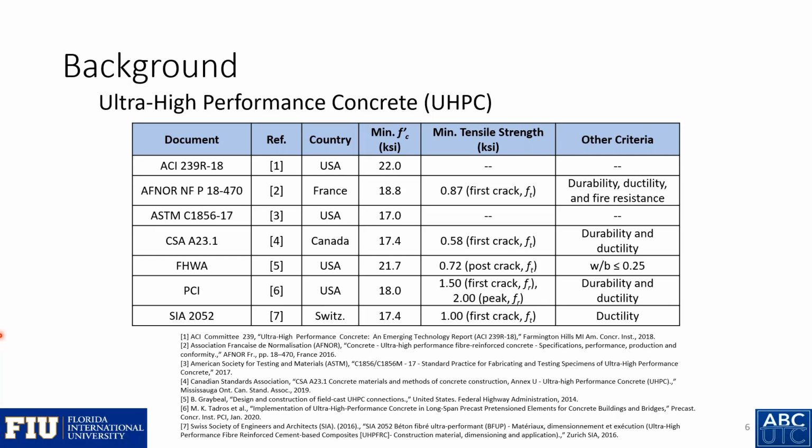There are a number of different definitions. I'm summarizing some of them on the slide, but generally we have minimum compressive strength between 18 and 22 KSI, and some kind of definition for our tensile strength, either measured through direct tension or through a modulus of rupture type test. And on a number of these slides, I'll have information. Again, you can download a copy of the PDF from the handouts, and these will also be in the archives on the ABC UTC website.